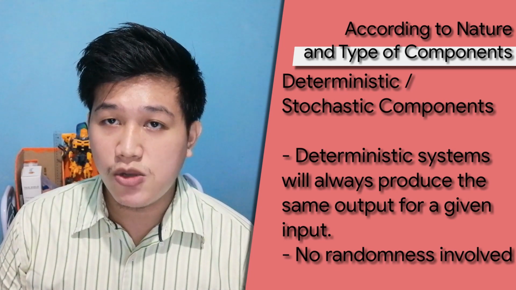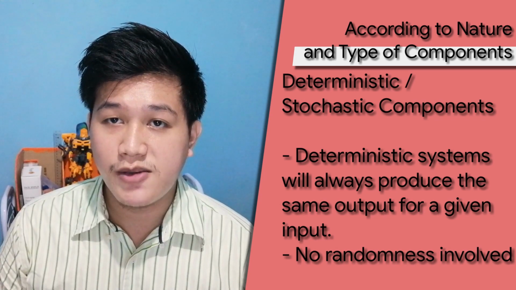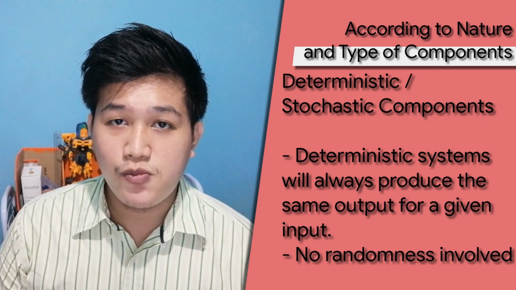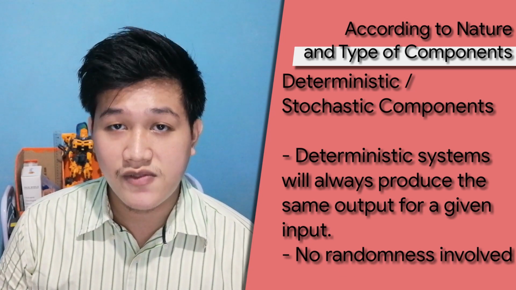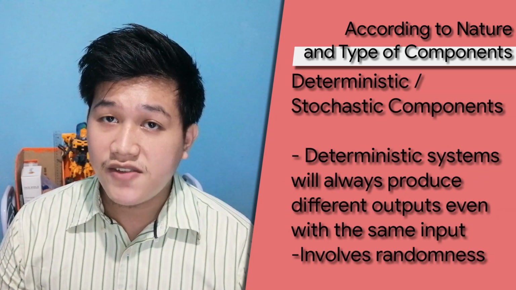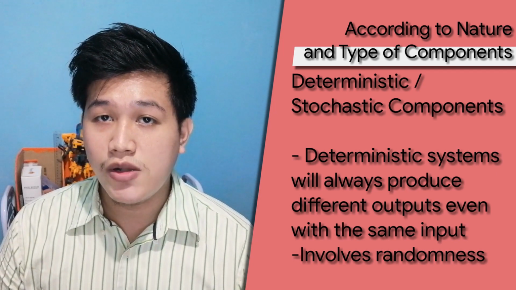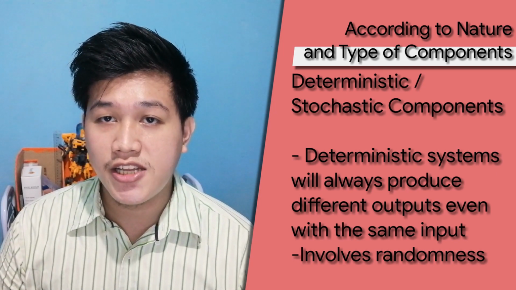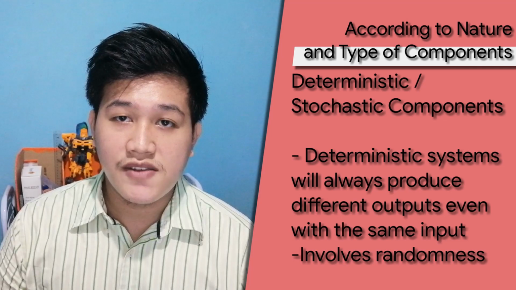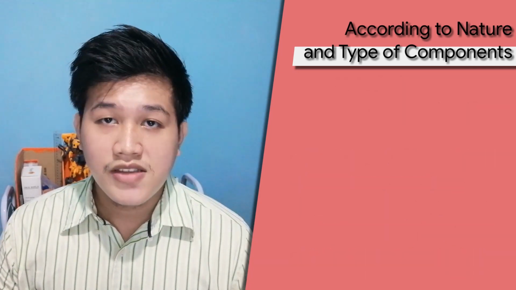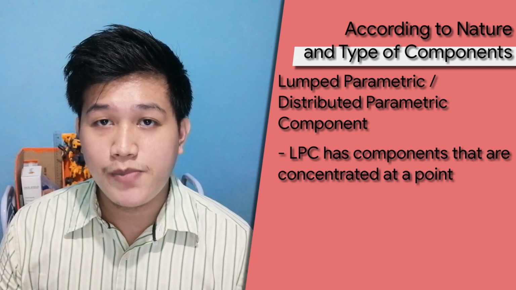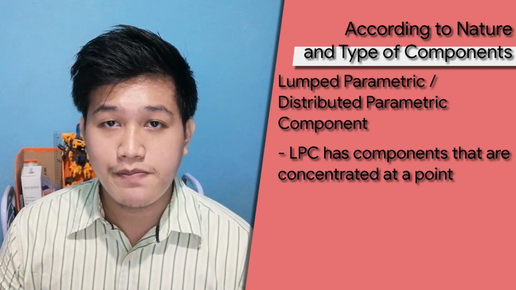Deterministic systems will always produce the same output for the given input. This is a system with no randomness involved in the development of the future states of the system. Second of this are stochastic systems that will produce different outputs for a given input. So this is the opposite of deterministic that involves randomness. Next, we have lump parametric component or distributed parametric component.